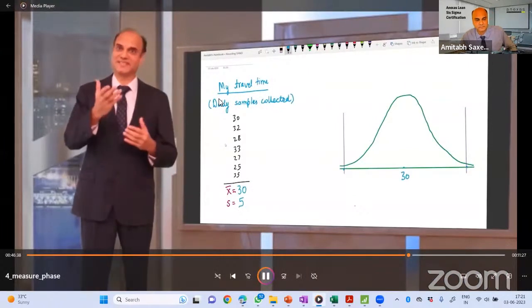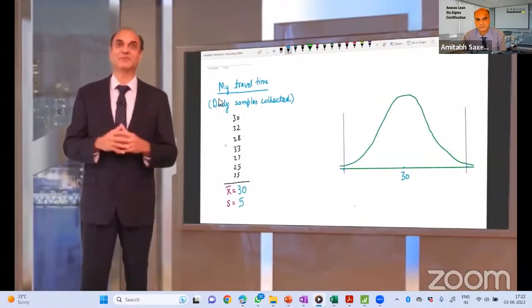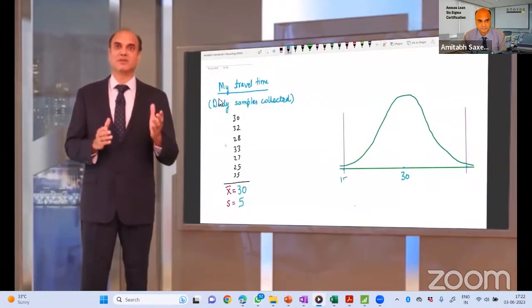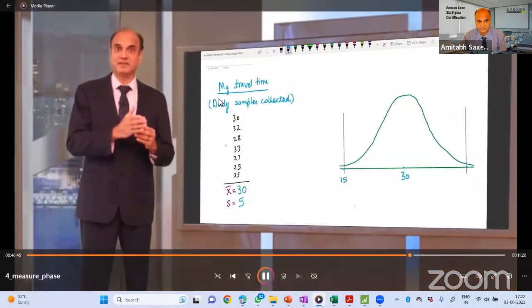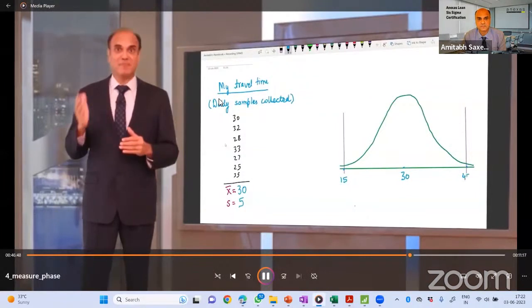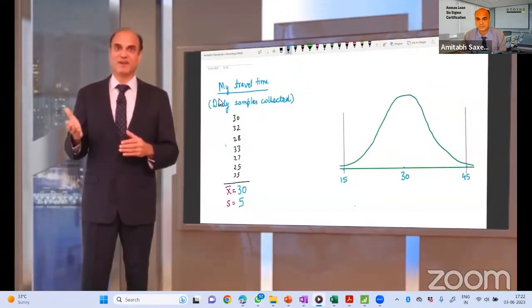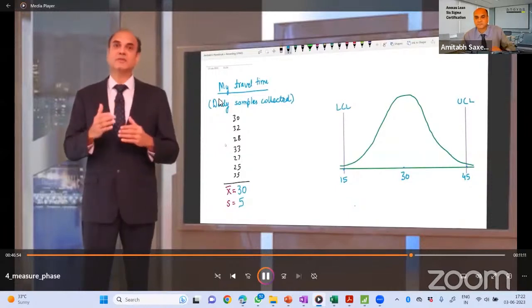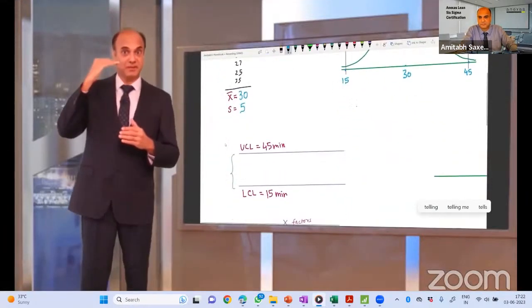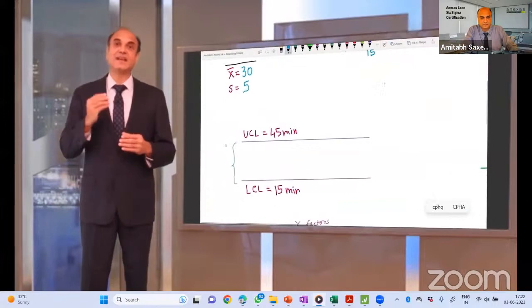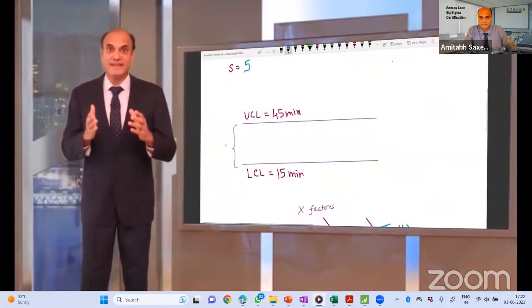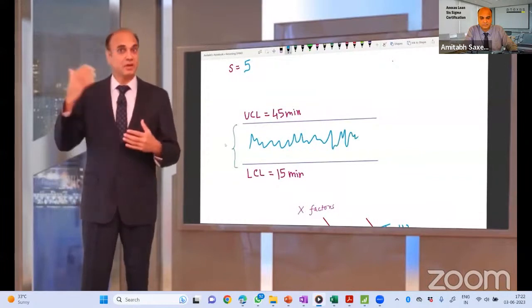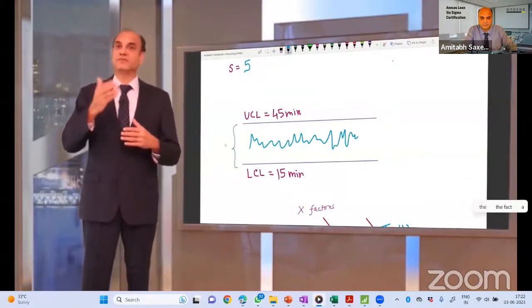And we know how to calculate the standard deviation and the average. Now, if I plot the data on a histogram, then the lower control limit would be minus 3 sigma, that will be 15 minutes, and the upper control limit would be 45 minutes, that is plus 3 times the standard deviation. So with the lower control limit being 15 and the upper control limit being 45, I can say that my travel time is going to vary between 15 to 45 minutes. So you can expect me to travel to my office every day between 15 to 45 minutes.